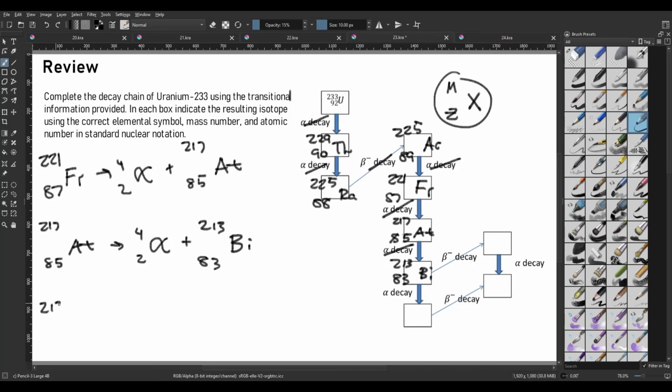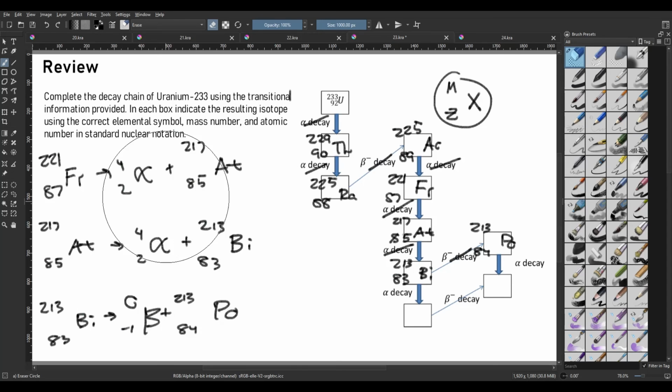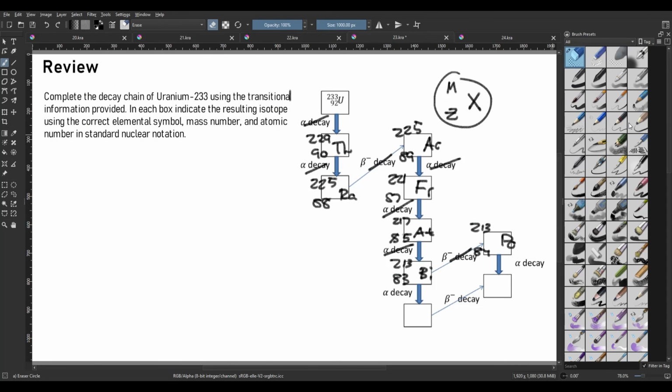So 213, 83, bismuth. We want a beta minus decay, okay. 0, -1, beta particle, plus 84, 213. Number 84 on the periodic table is going to be polonium. 213, 84, polonium. And then we want another alpha decay after that. Let's go ahead and erase all of this. Alpha decay, 213, polonium.